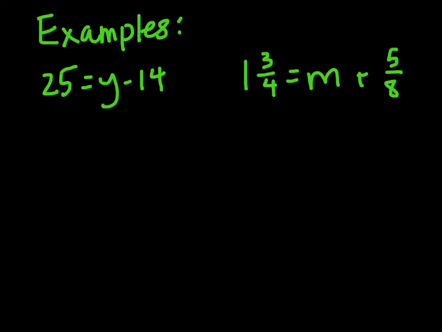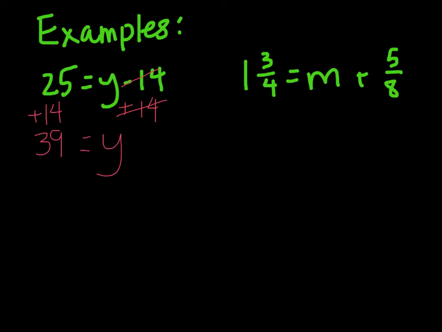Now let's look at some examples. My first example, I say, okay, what's my variable? My variable is right here, it's the y. What's being done to it? Well, I'm subtracting 14 from my variable. What's the opposite of that? Well, let's add 14 because that's going to get rid of it. But we must be fair in our equations and add 14 to the other side. So my equal sign stays right there. 25 plus 14 is 39. Minus 14 and plus 14 cancel, and y equals 39.